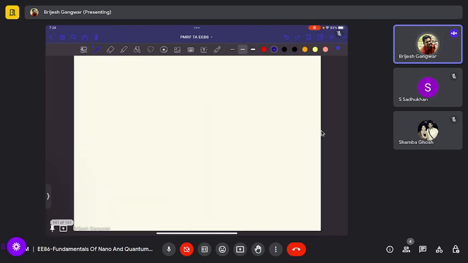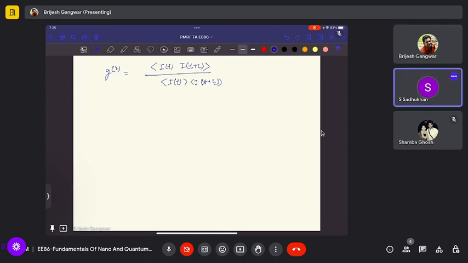G2 correlation system. Maybe sir can explain a little bit more, like the intensity at some time t and the intensity at some time t plus tau. We take the average of the product, and in the denominator, I'm not sure, something like this. Yes, sir, the individual averages of these two.